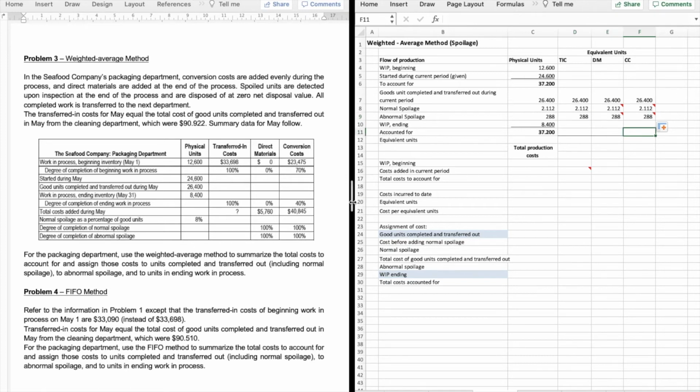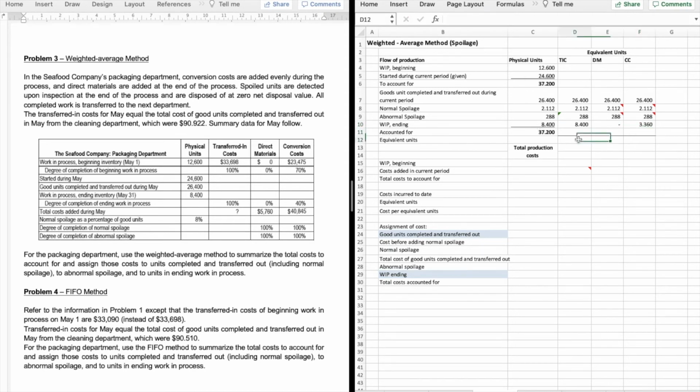Another tip as well is to take a look at the information table here. We have the degree of completion of normal spoilage is 100% for all the direct materials and the conversion cost. And now to the ending work in process. Here we have the information that the transferred in cost is 100% times the physical units, and the direct materials is 0%, and for the conversion cost is 40%.